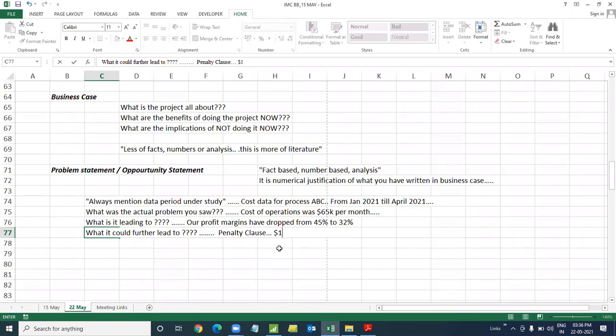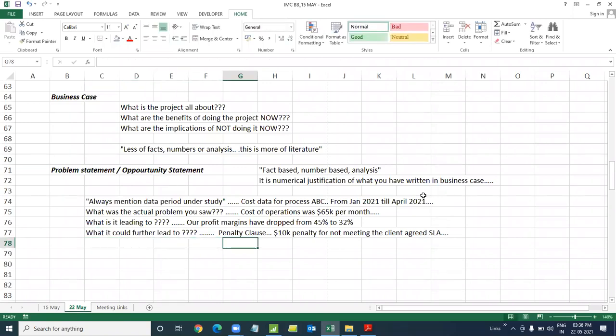Say there is a $10,000 penalty for not meeting the client's agreed service level agreement. What does it further lead to? Market share reduction, which we have seen has already gone down, say, from 43% to, say, 29%, whatever.